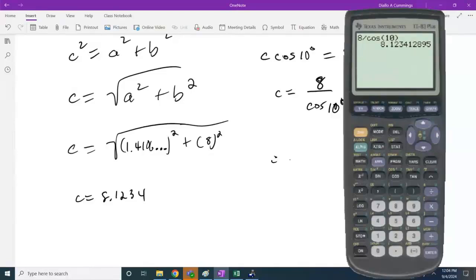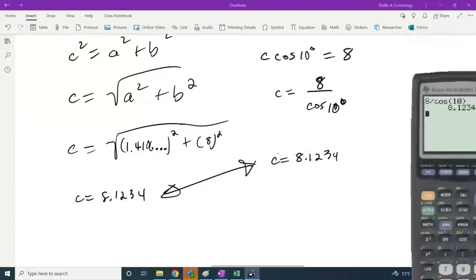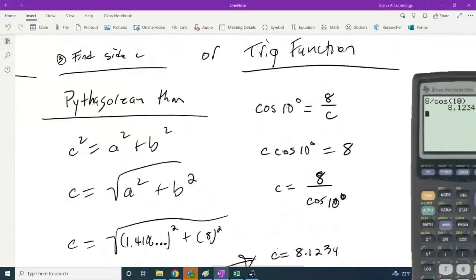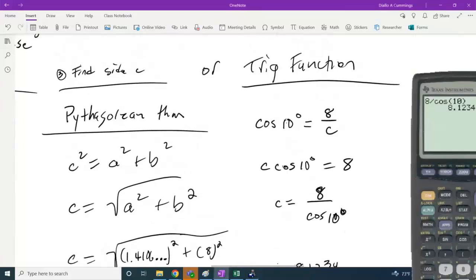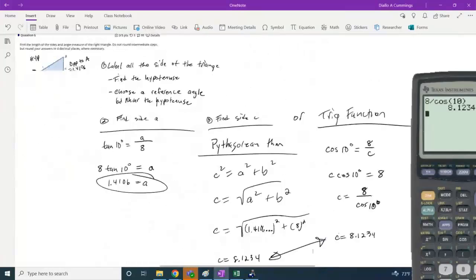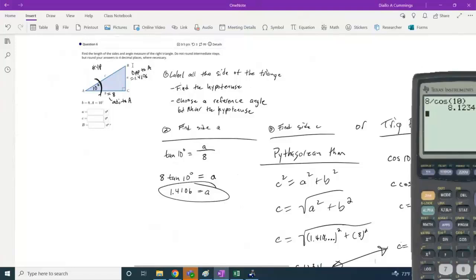But I would not want you to do it that way. I would just want you to use the Pythagorean theorem. But it's possible if you just choose yourself another trig function. So any questions about finding C? All right, now we're asked to find angle B.